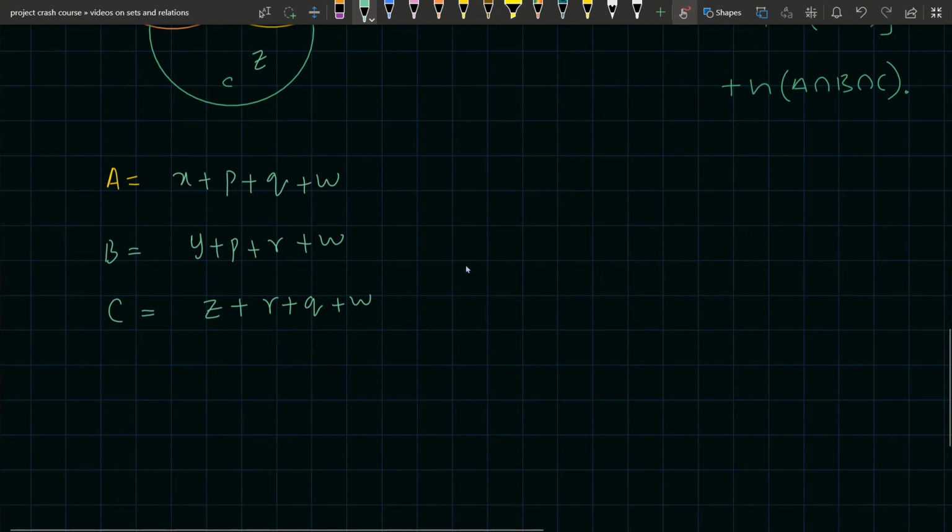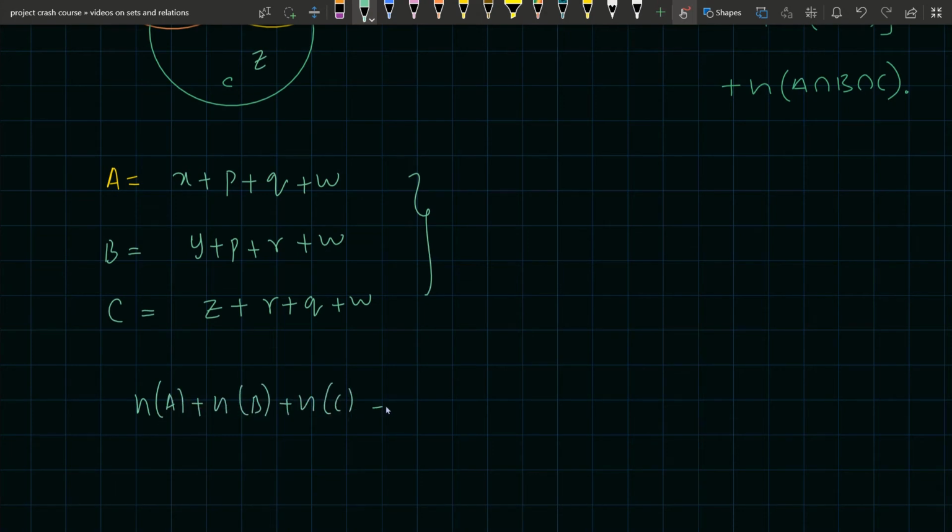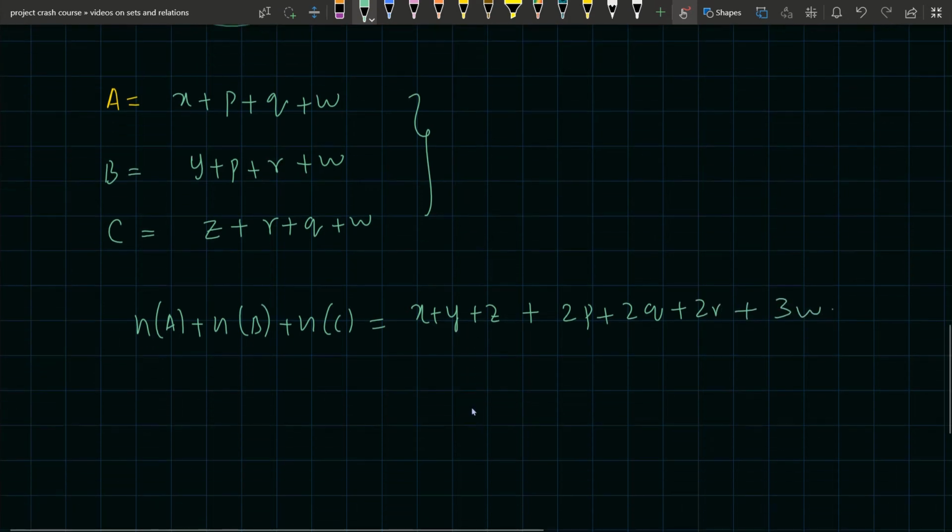Very nice. Now let's see this situation. If I add n of A plus n of B plus n of C, I want to know this, right? When I add all of this, I can see I have X plus Y plus Z, which is beautiful. Then I have 2 times P plus 2 times Q plus 2 times R plus 3 times W. This is the total summation I'm getting, right?